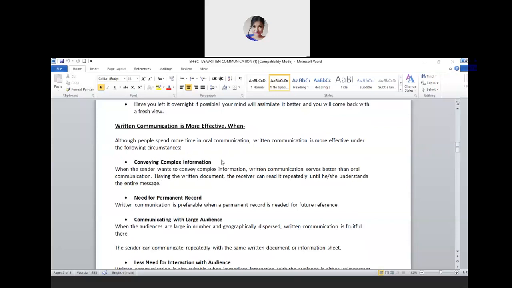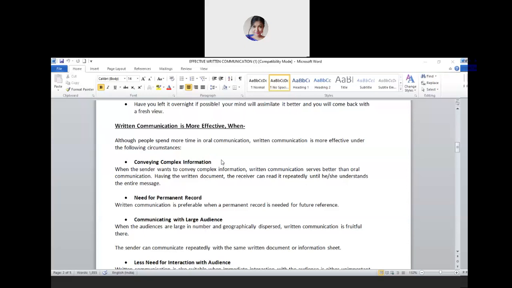All right, conveying complex information. When you want to convey some kind of complex information, you can use written communication rather than oral communication. Why? Because you can keep it documented, and the reader can read it again and again.